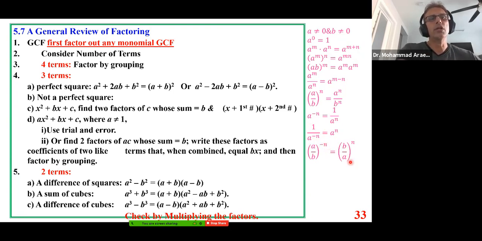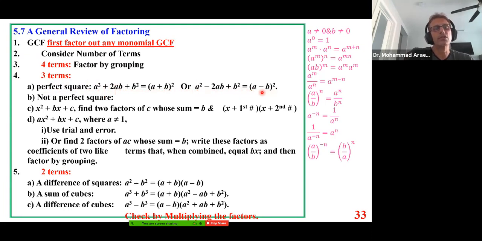Then we go with the general review of factoring. So let's see what is the synopsis of that. When it comes to factoring, your first step is GCF, the greatest common factor. As always, you should always look for that. After that, you look at the number of terms. How many terms do we have? 4 terms, we go factor by grouping. Normally 4 terms, we may even have more, in which case we also go by grouping. If we have 3 terms, what happens? Well, do we have a perfect square? A squared plus 2ab plus b squared is (a plus b) squared. A squared minus 2ab plus b squared is (a minus b) quantity squared.